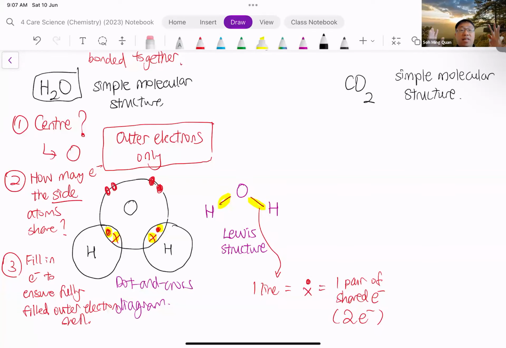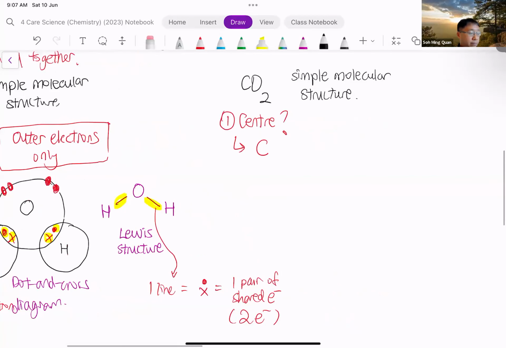Now, so we are going to apply the same 3 steps. The first step is to determine what goes into the center. Just now, H2O only got 1 oxygen. That's why oxygen goes into the center. For carbon dioxide, CO2, will it still be oxygen? Right? So remember, the center is always the atom that is in the smallest amount. So in this case, I only have 1 carbon atom, 2 oxygen atoms. So 1 carbon, smaller number, smaller amount of atoms. Therefore, carbon goes into the center.